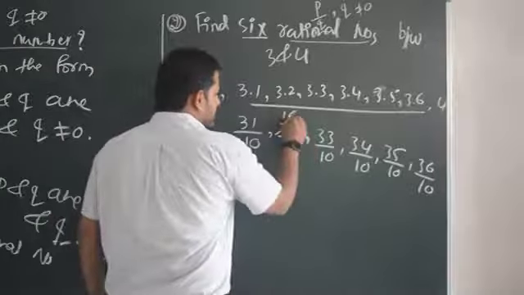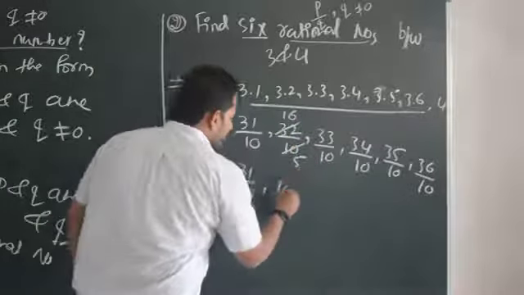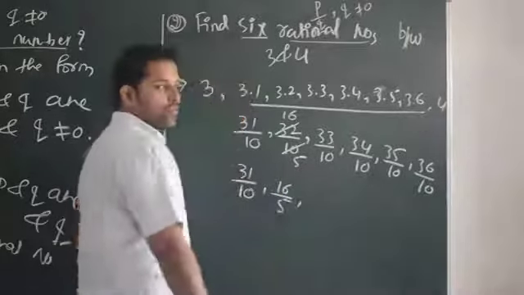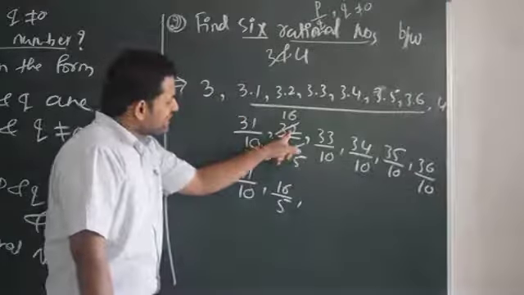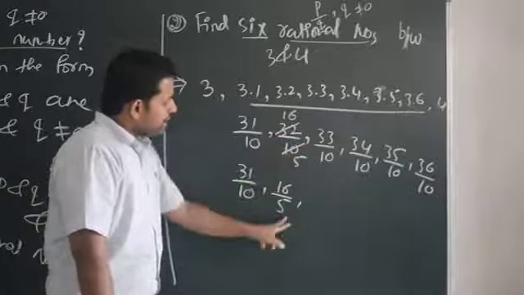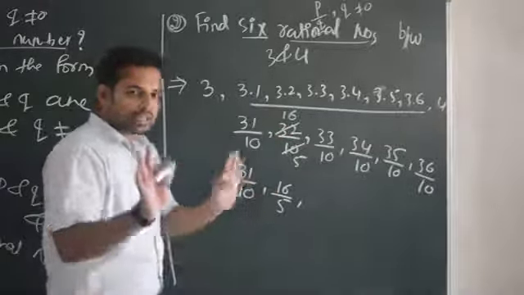But here 2 16s are and 2 5s are, so it becomes 16 divided by 5. Yes, of course it is also right. 32 by 10 and 16 by 5, are they different? No, they are the same thing.